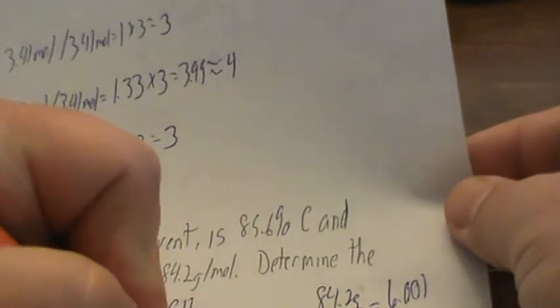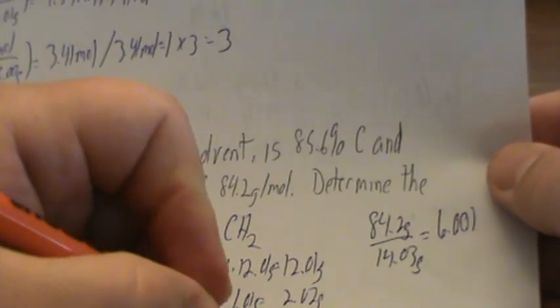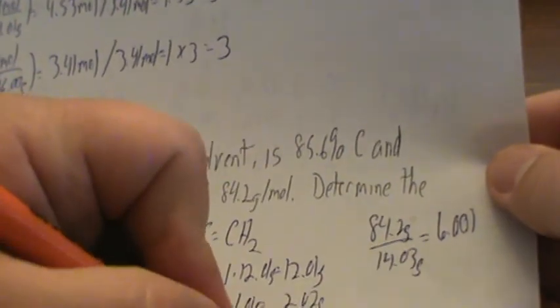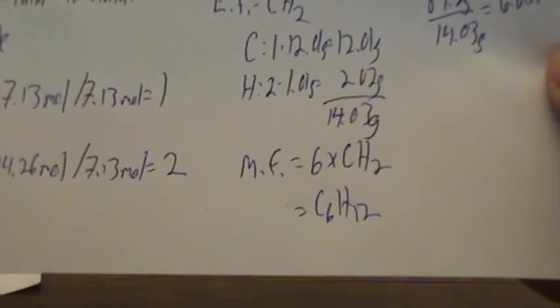So for the molecular formula, what we're going to do is take 6 times the empirical formula. So 6 times CH2. That'll come out to be, well, 6 times 1 for carbon, so C6. 6 times 2 for hydrogen, 12. So our molecular formula is C6H12.